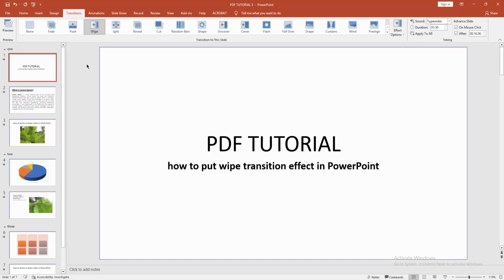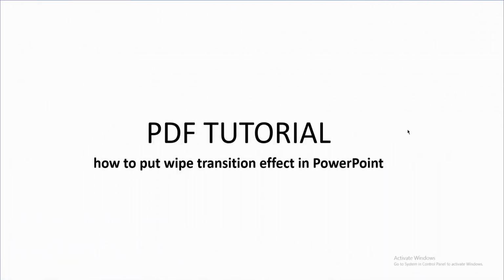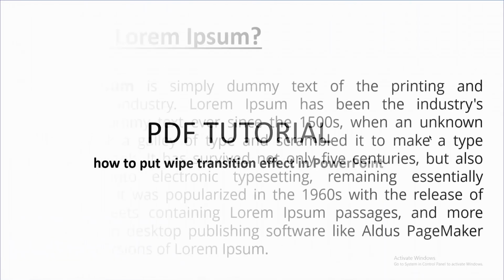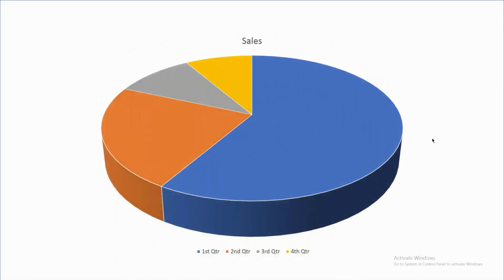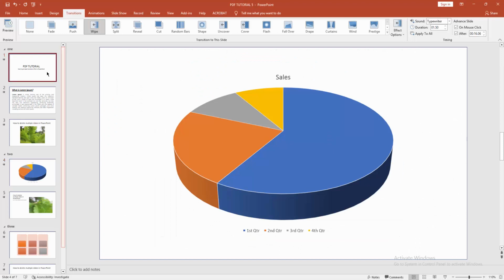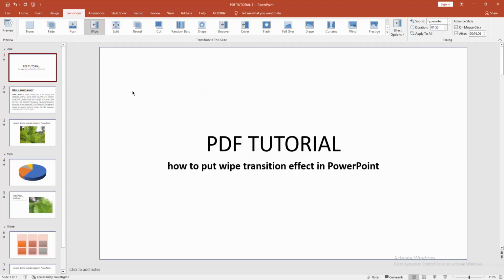Now we check this transition in slideshow option. Click this slideshow option and now you can check this wipe transition. You can see I put wipe transition effect in PowerPoint very easily.